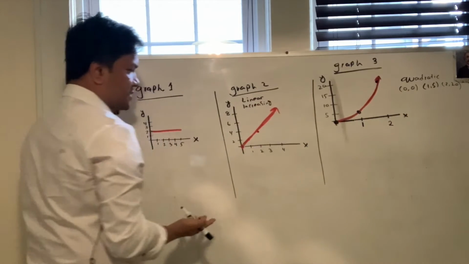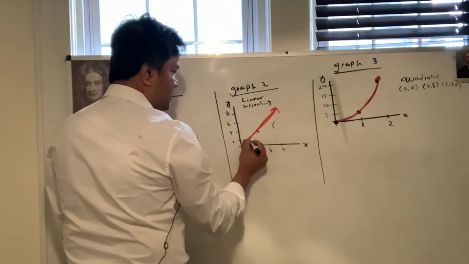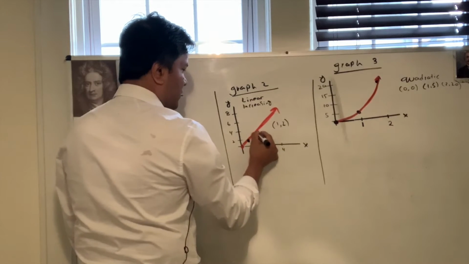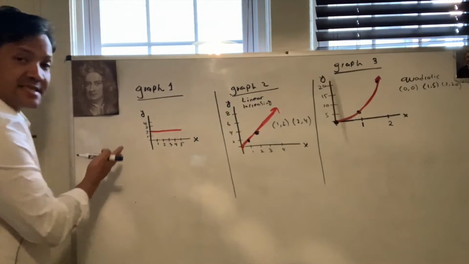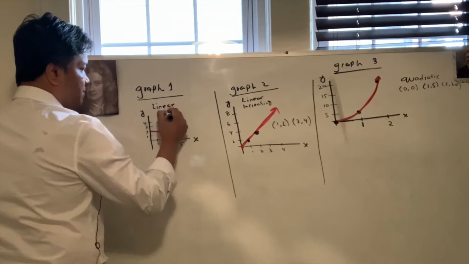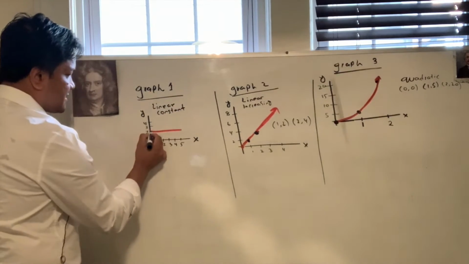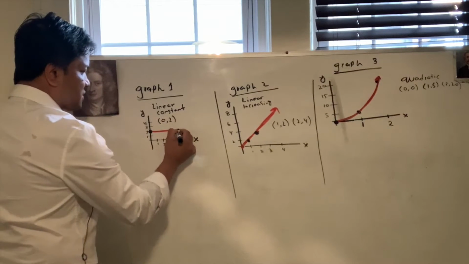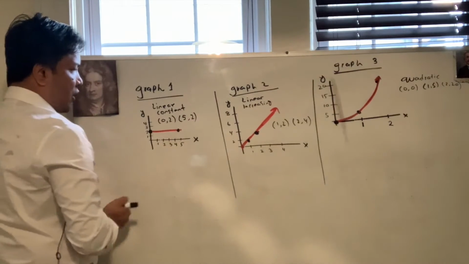So I need 2 points. Let's see, 2 points. I have (1, 2) and I have (2, 4). All right. This is linear constant. I need 2 points. This is (0, 2), and this is (5, 2). All right, so I need these 2 points.